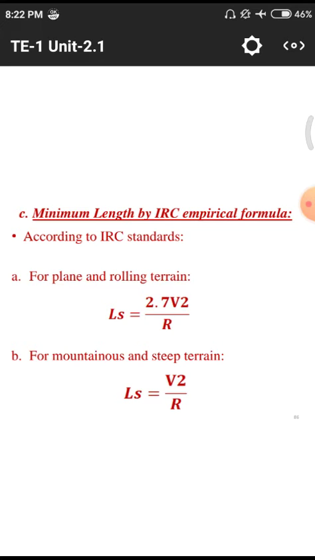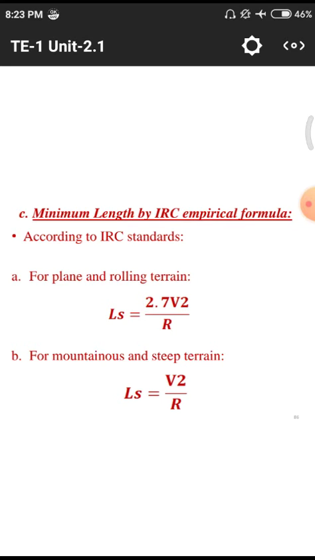First of all, for a plain terrain the formula is Ls equal to 2.7 V square by R, where V square means velocity into velocity. After that for mountainous and steep terrain, Ls equal to simply V square by R. We are not having any factor in front of the V square. In the case of plain terrains, that means smooth surfaces, whenever the road is a smooth surface without any irregularities, that comes under rolling terrain or plain terrain.